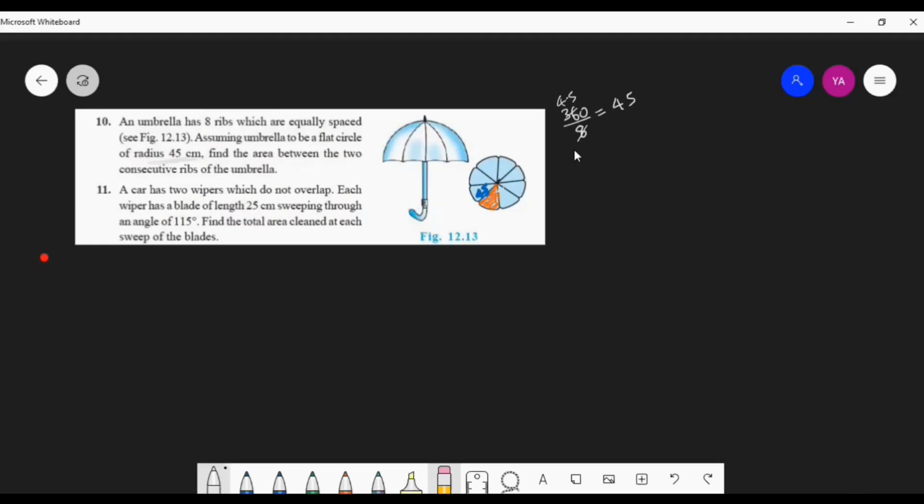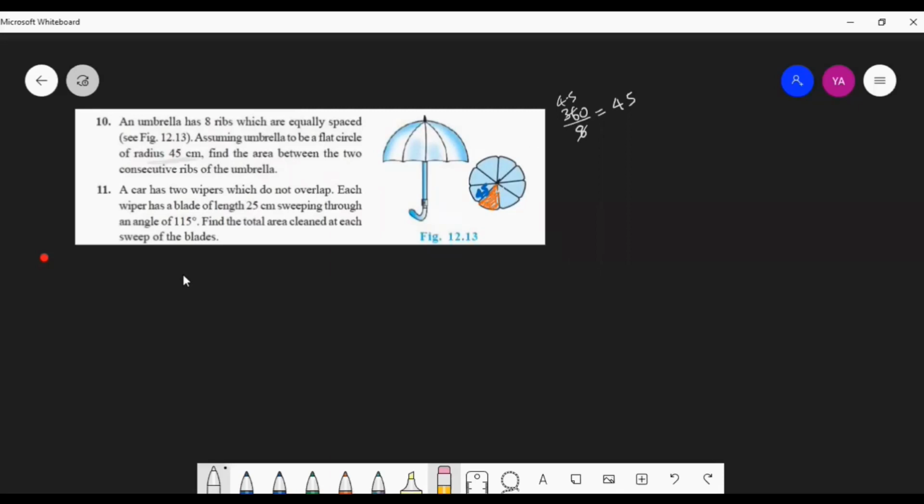Next, the 11th question also we can discuss, not solving the question. Just to read the 11th question here. A car has 2 wipers which do not overlap. Each wiper has a blade of length 25 centimeter sweeping through an angle of 115 degree. Find the total area cleaned at each sweep of the blades. Just think how the picture will come. Can you imagine the picture?